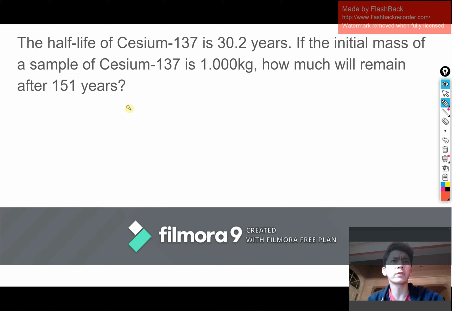There are 4 variables for these problems. What's the total decay time? What's the half-life? What's the initial amount? And what is the amount after our decay curve, which is M_t? Let's look at what these are going to be.